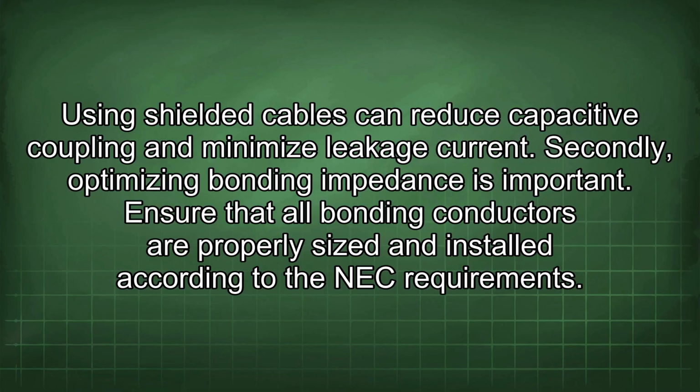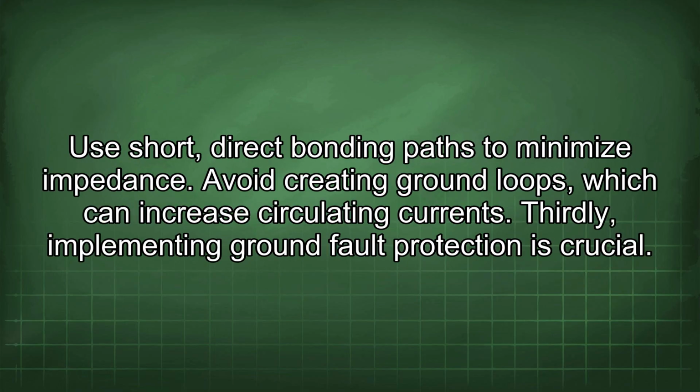Secondly, optimizing bonding impedance is important. Ensure that all bonding conductors are properly sized and installed according to the NEC requirements. Use short, direct bonding paths to minimize impedance. Avoid creating ground loops which can increase circulating currents.